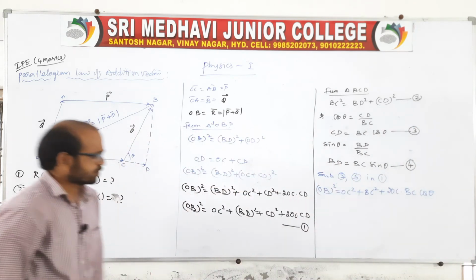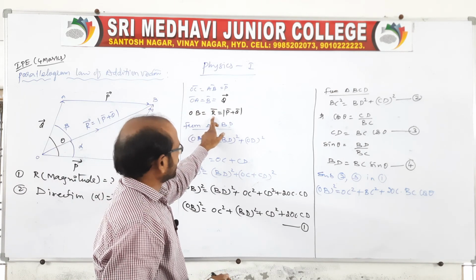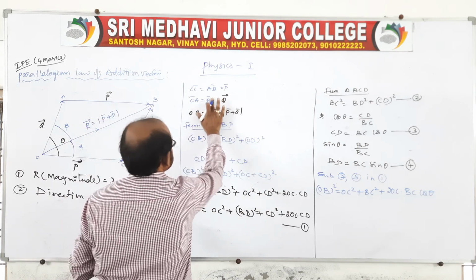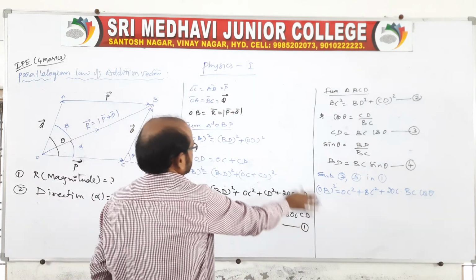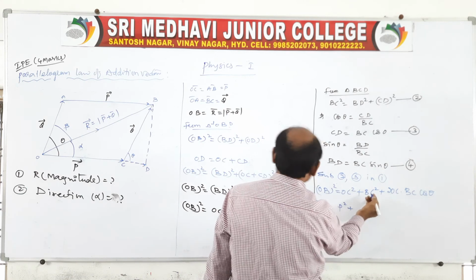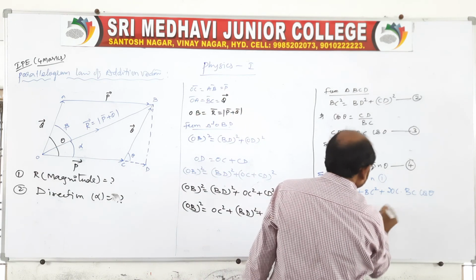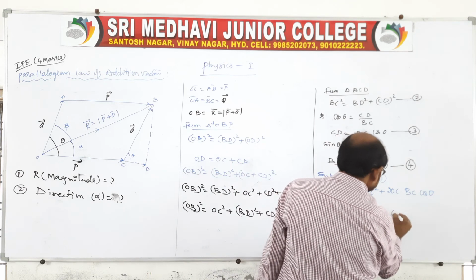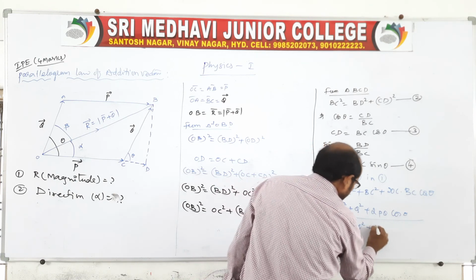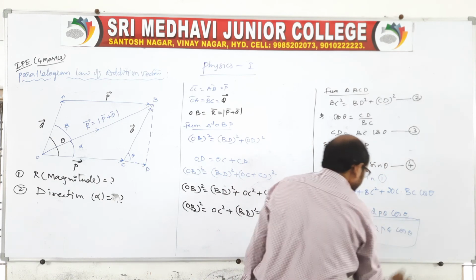Right? Now what is OB here? OB is capital R, OC is nothing but P, and BC is equal to Q. Replace with these values, so that R square is equal to P square plus Q square plus 2 into OC, which is P, and BC, which is Q. So like this it is the resultant magnitude, therefore R is equal to root over P square plus Q square plus 2PQ cos theta.